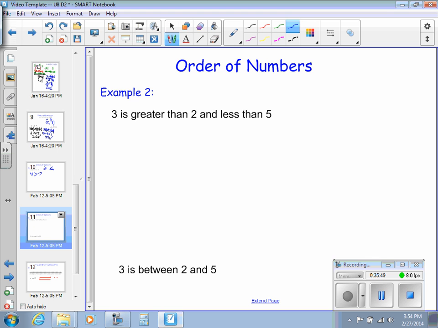So, next one here. We have this 3 is greater than 2 and less than 5. So 3 is greater than 2. That's pretty easy to do. 3 is greater than 2, meaning 3 is bigger than 2. No problem. And let's see here.